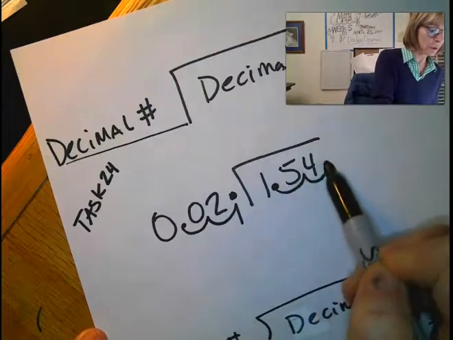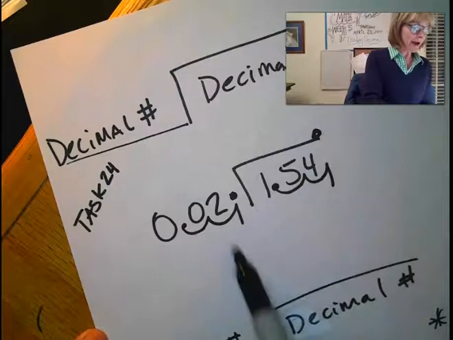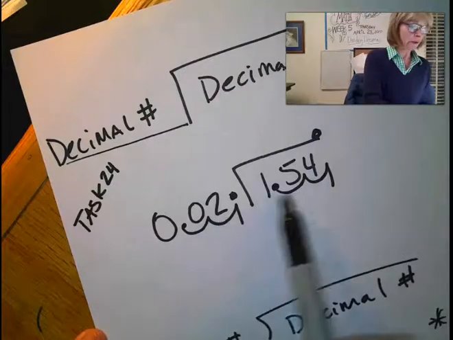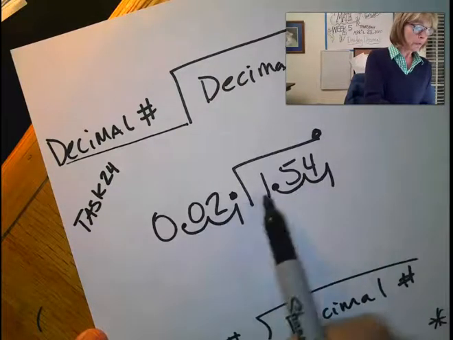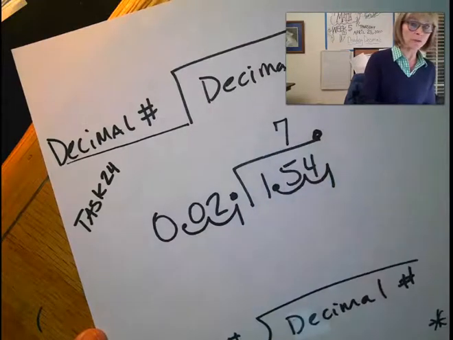1, 2, and then go up on the decimal. All right, now I'm going to divide the whole number 2 going into 154. I know 2 will not go into 1, but it will go into 15 7 times. So I'm going to put a 7 in my quotient.